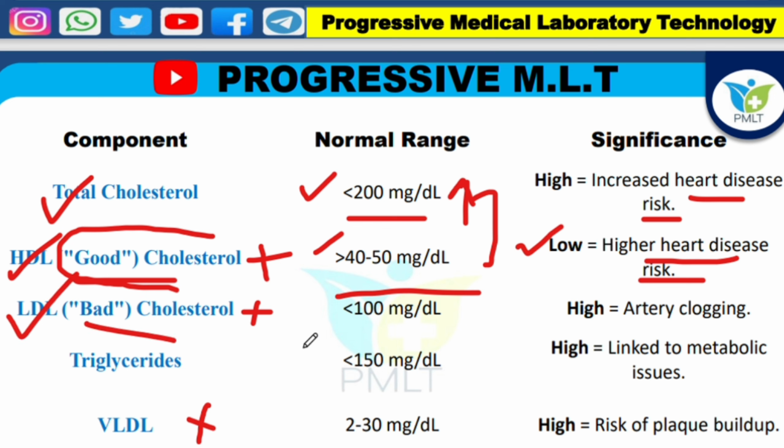After that LDL, it is called bad cholesterol. Its normal range is less than 100 milligram per deciliter.